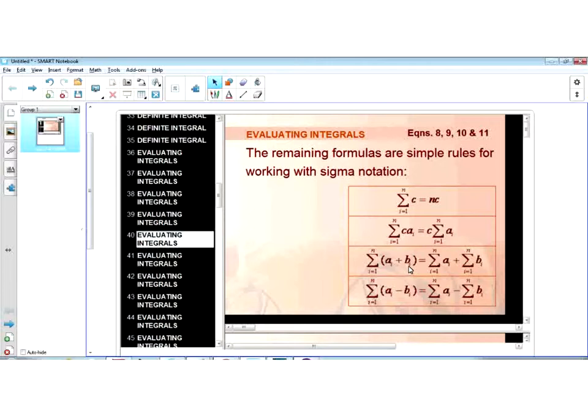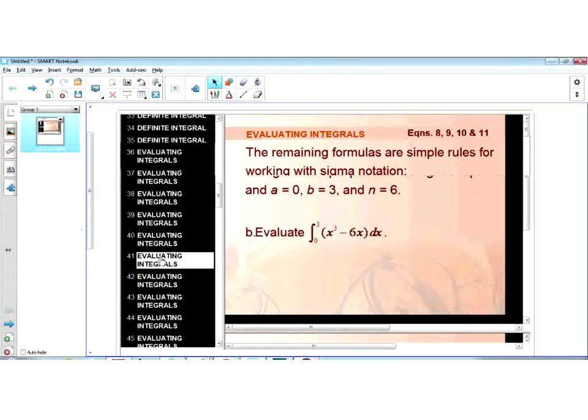out. The sum of a sub i plus b sub i, you can take the sigma operator and distribute it in a sum or a difference. Okay, so these are some important properties of sigma notation, again, all of which are proved by induction.